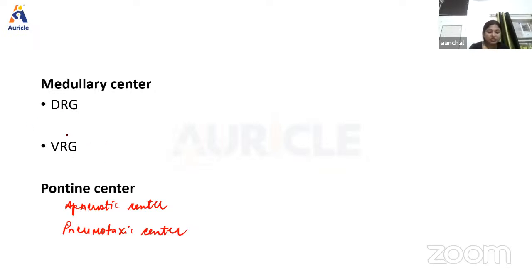So what is DRG? DRG is the dorsal respiratory group of neurons. Okay, so the dorsal respiratory group of neurons are diffusely situated in the nucleus tractus solitarius.